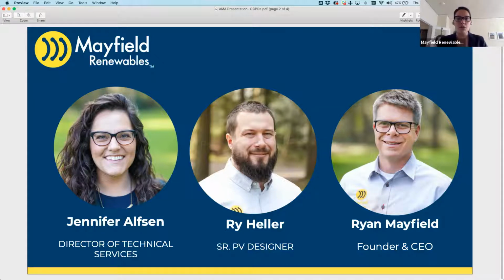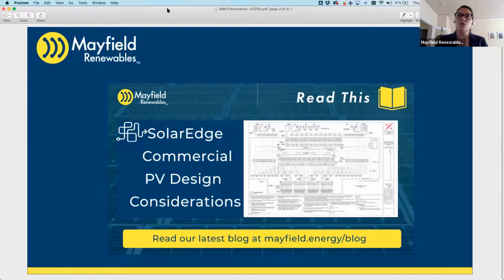So today we're talking about overcurrent protection devices, and Rye actually wrote an article. Let's see if I can get this slide to change. There we go. If you check out our website, and I think we're going to put a link in the chat section so you can check that out there. You wrote a blog article about whether or not you need to use inline overcurrent protection devices when designing a commercial system with SolarEdge optimizers. So what prompted you to write that article?